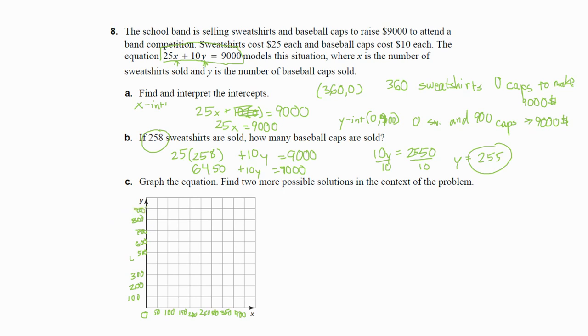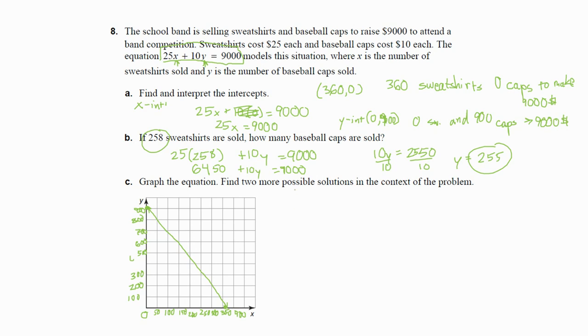Okay, go ahead and graph it using the intercepts. We could put a dot here at 900, the y-intercept, and 360. Notice it's not right on the grid line, so I'm just going to go close to the grid, and I'm going to go ahead and connect the two dots. That's how we graph a standard form equation.